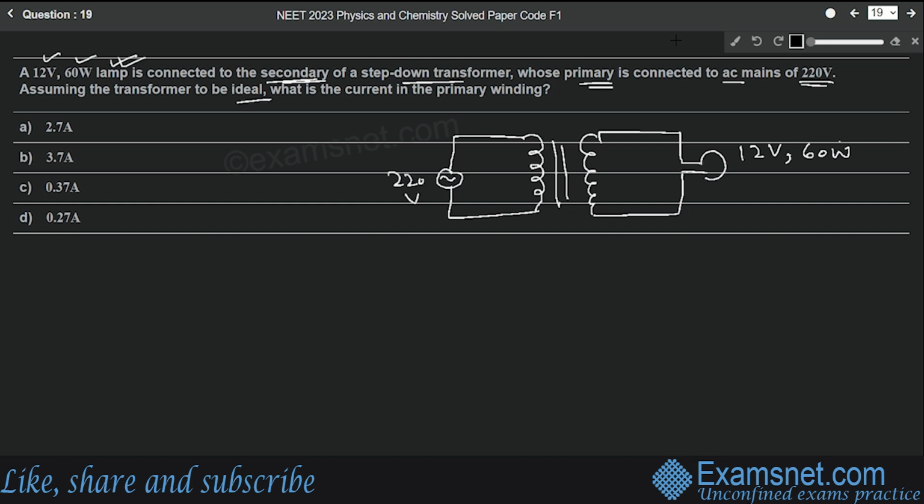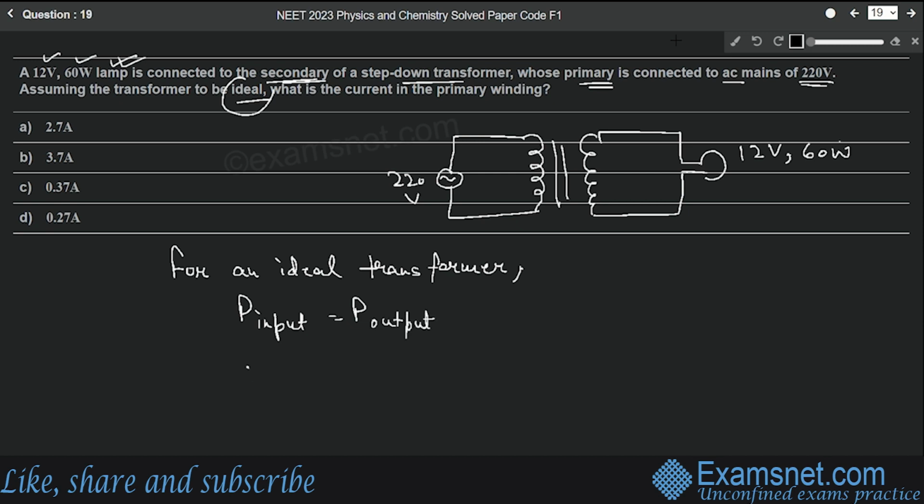Now we have to assume that the transformer is ideal. Okay, so for an ideal transformer, what is the condition? The input power will be equal to output power. Okay, so P input will be equal to P output.